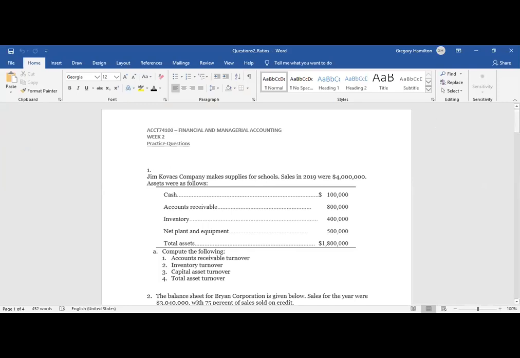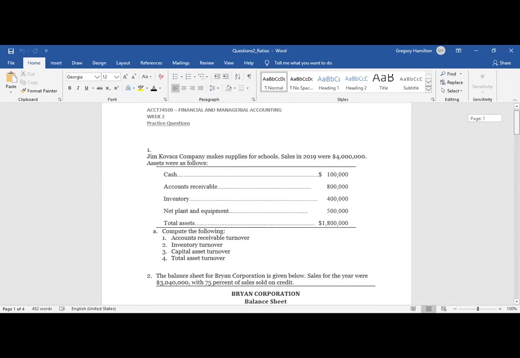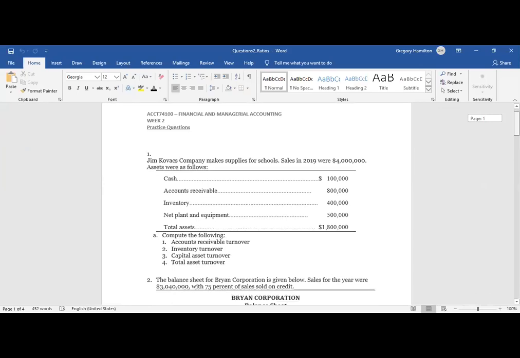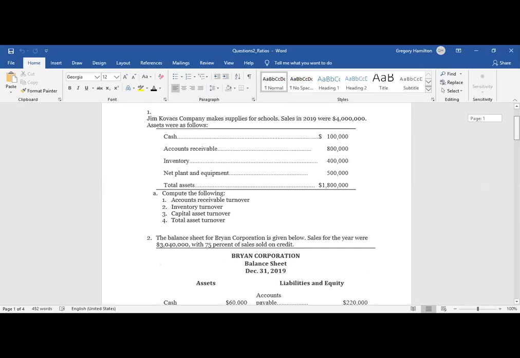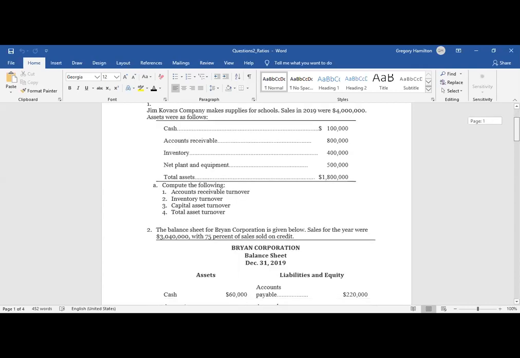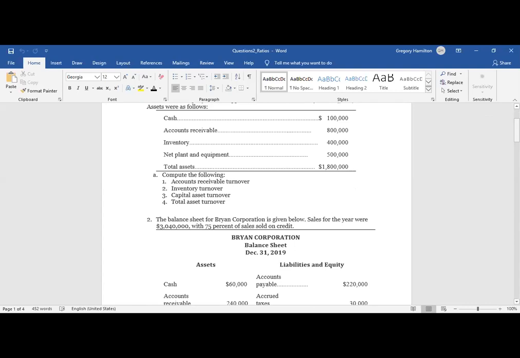Okay, so you guys can see my screen, right? And if you can't, these questions were posted, so you should be able to download them. The first question says that Jim Kovacs' company makes supplies for schools, and sales in 2019 were 4 million. Assets were as follows: cash, accounts receivable, inventory, net plant and equipment, and of course, total assets. We're asked to compute accounts receivable turnover, inventory turnover, capital asset turnover, and total assets turnover.